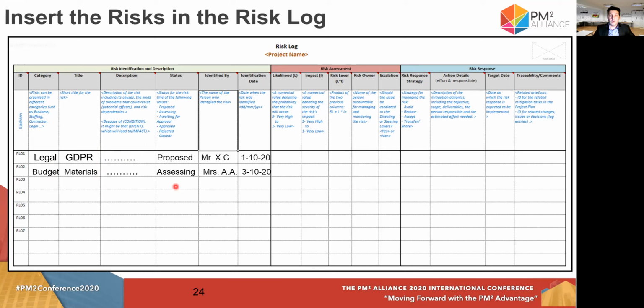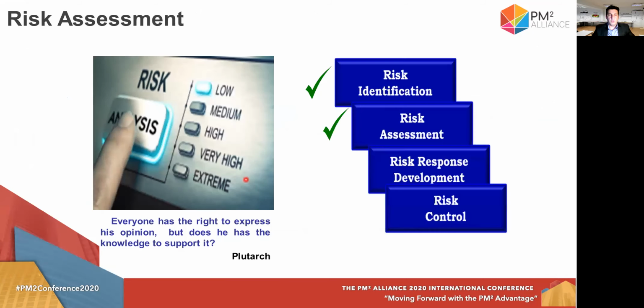Of course, do not forget to put the status of that risk in this specific moment. Who has identified it, the risk originator, as it is called in the bibliography, and of course, when this has been identified. After having updated the risk log, you can go to the next step, which is the risk assessment.